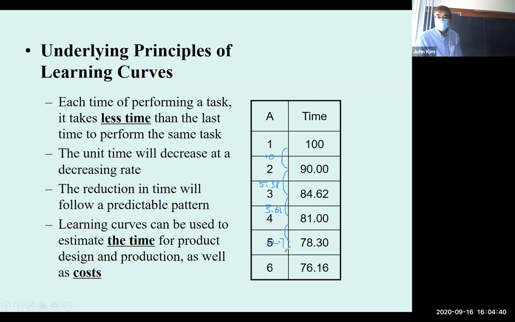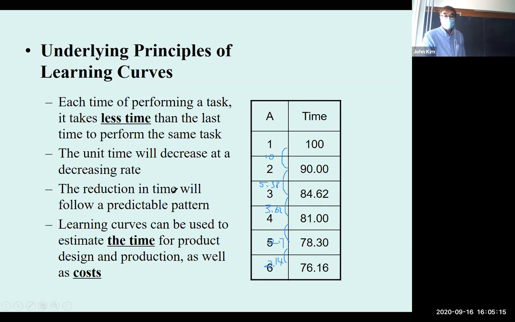The next difference is 2.14. So the unit time decreases with a decreasing rate: 10, 5.38, 3.62, and so on.